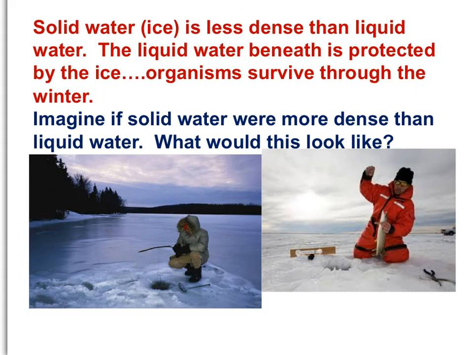Aquatic habitats are protected from freezing temperatures because water freezes and then floats on the surface. Solid water is less dense than liquid water. If solid water were more dense than liquid water, ice would sink upon freezing, more ice would sink upon freezing, etc., resulting in bodies of water that were nearly completely frozen, and the habitat would not be the same.